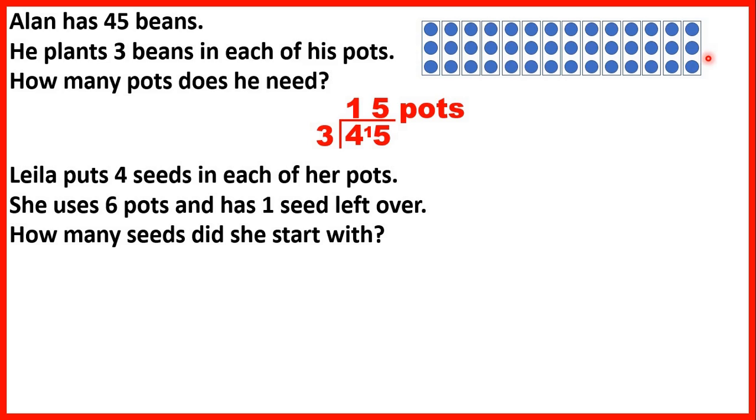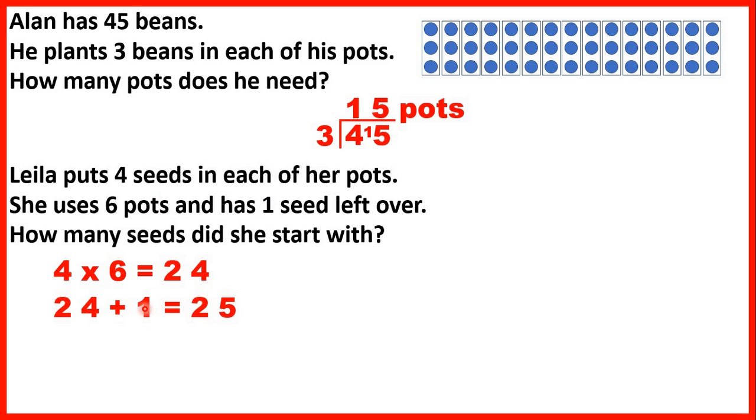beans altogether. Now Layla puts 4 seeds in each of her pots. She uses 6 pots and has 1 seed left over. How many seeds did she start with? So she's used 6 pots, and there are 4 seeds in each of those, so that's 24 seeds altogether in the pots. But she also has 1 seed left over.